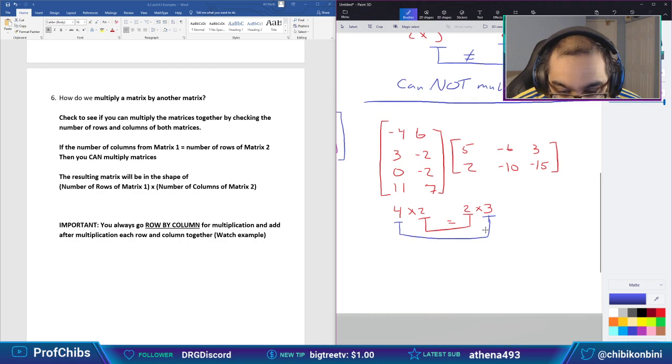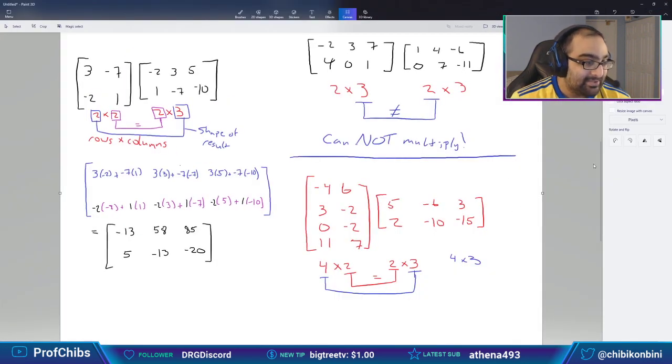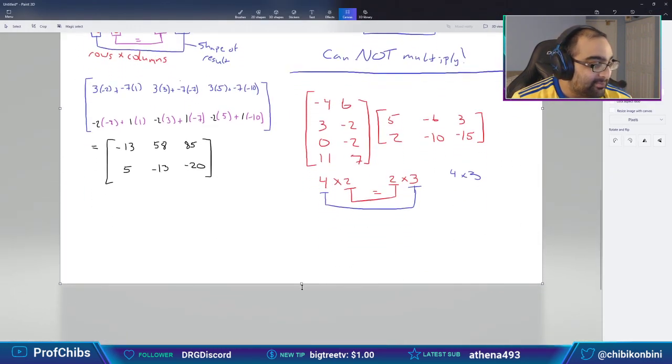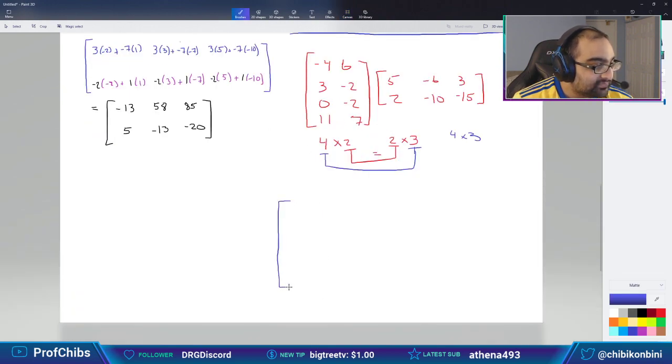Brian's like, yes! Do it! Alright, so our resulting matrix, we're going to get a 4 by 3 matrix once we multiply these together. Let's see what happens when we multiply them together. I need a lot more space. Okay, so again, here's the trick behind this. We're going to get a 4 by 3 matrix here.